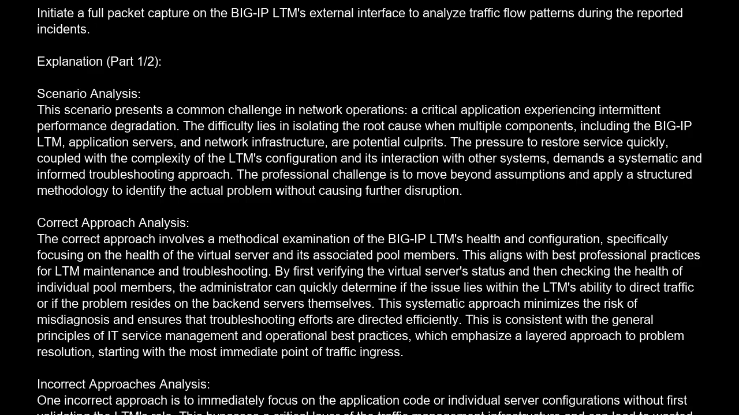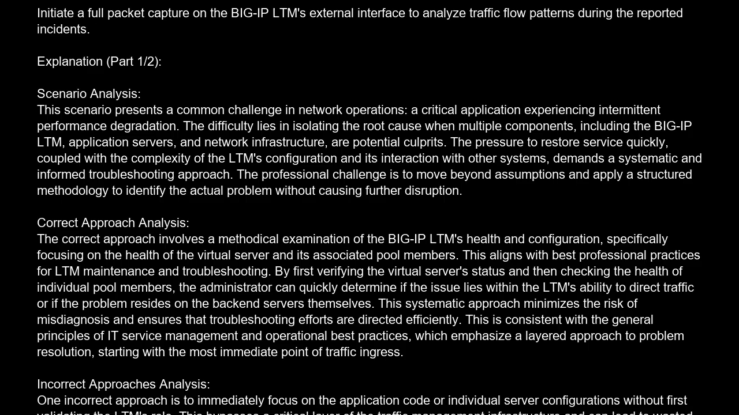Explanation. Scenario analysis. This scenario presents a common challenge in network operations: a critical application experiencing intermittent performance degradation. The difficulty lies in isolating the root cause when multiple components, including the BIG-IP LTM, application servers, and network infrastructure, are potential culprits. The pressure to restore service quickly, coupled with the complexity of the LTM's configuration and its interaction with other systems, demands a systematic and informed troubleshooting approach.